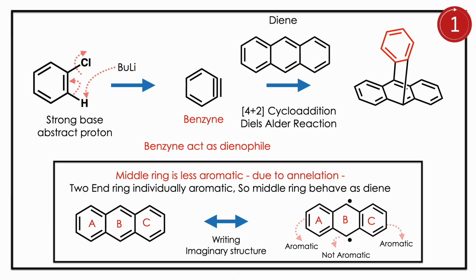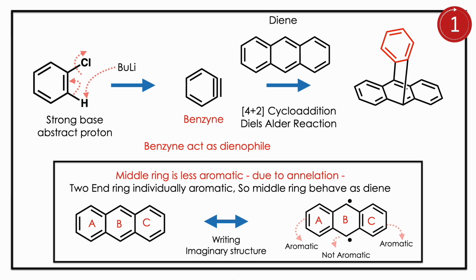Benzyne can act as a dienophile and you are using the anthracene. The middle ring of anthracene can act as a diene. Why? Because of the annihilation effect. Annihilation effect means the individual aromaticity of the benzene ring. Among the three rings, A and C are individually aromatic, B is weakly aromatic. If you write the imaginary structure, you can identify easily. The middle ring is less aromatic, so it will undergo Diels-Alder reaction. 4 plus 2 cycloaddition is possible, so it forms a bridged product.